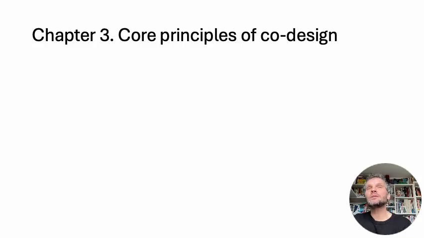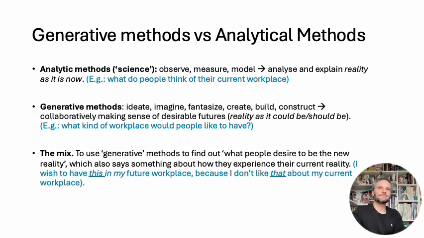So this history, this background, leads to a number of core principles of co-design that are the topic of chapter 3. First is this idea of these generative methods. So generative you should see as opposite to analytical. So what are analytic methods? Those are the traditional methods of science. So the traditional methods in science is there is some kind of situation out there.